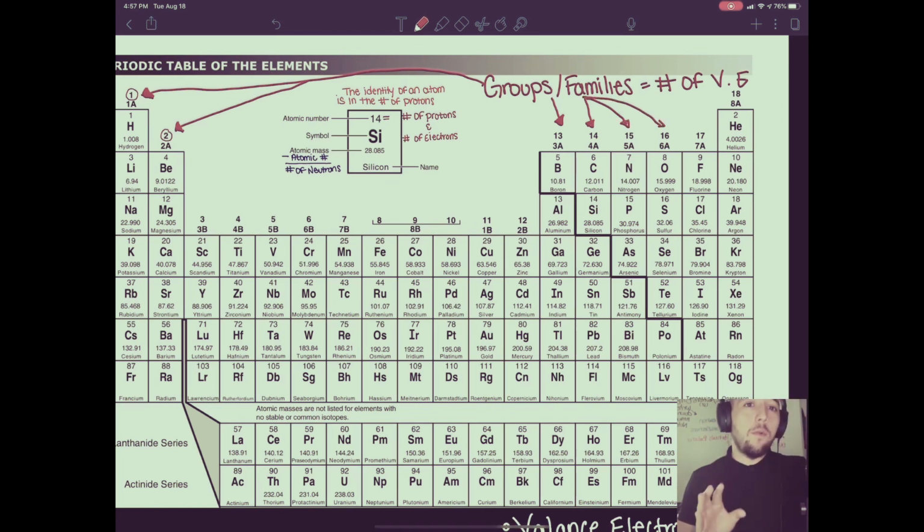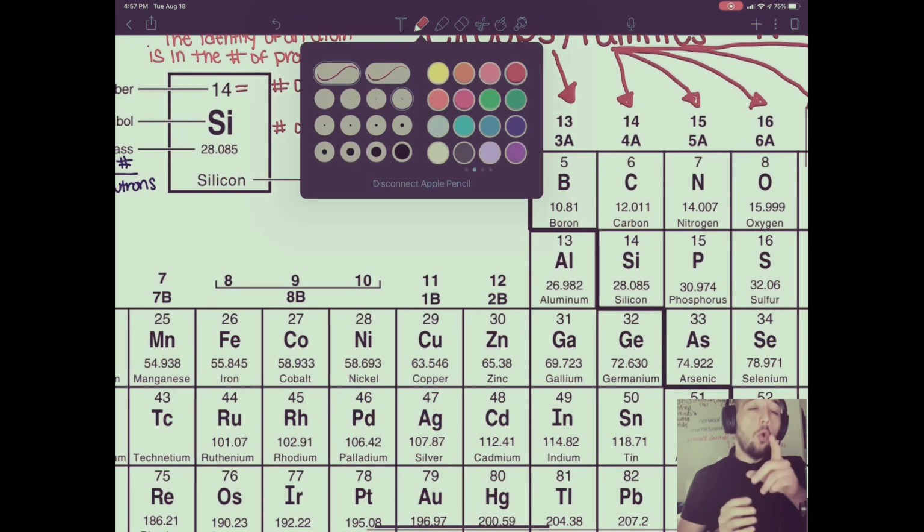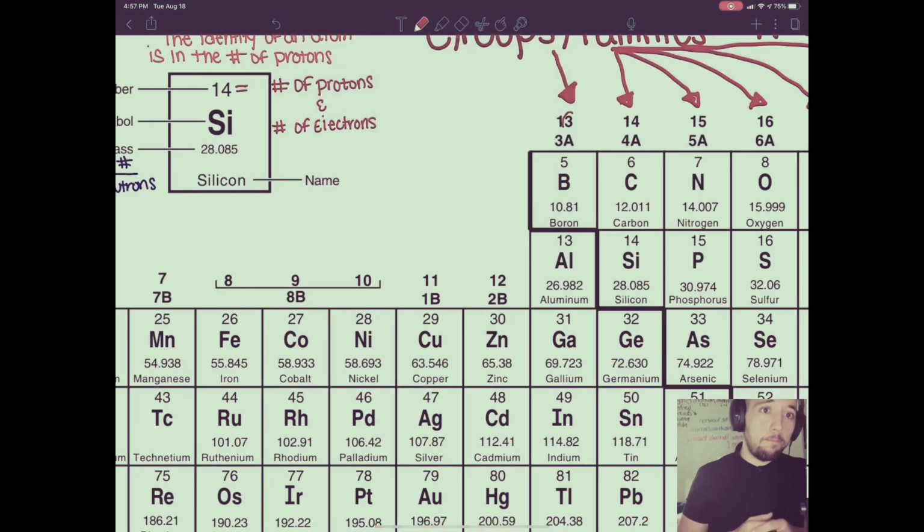With these, it's a little different. We don't talk about the middle ones going from 3 all the way to 12. They have different properties, so we skip over to number 13. So ignore the ones in the middle. They have different properties. We skip over to 13.